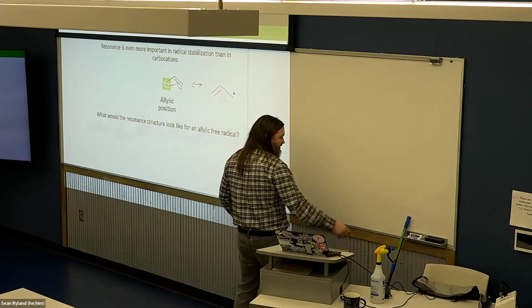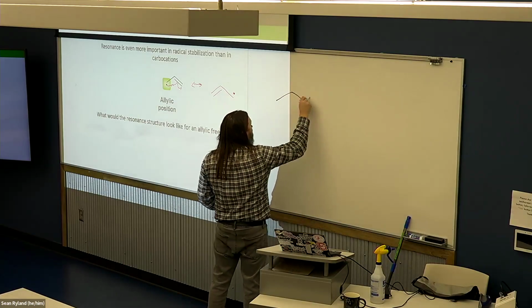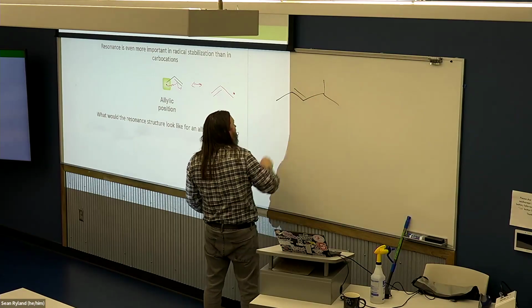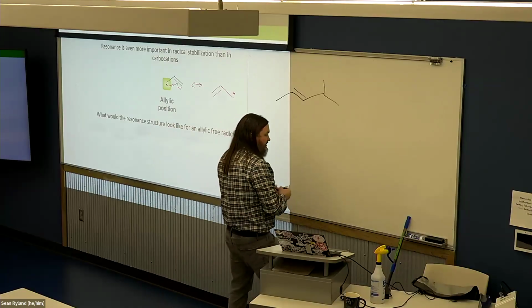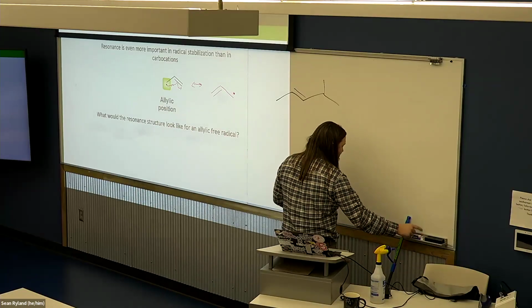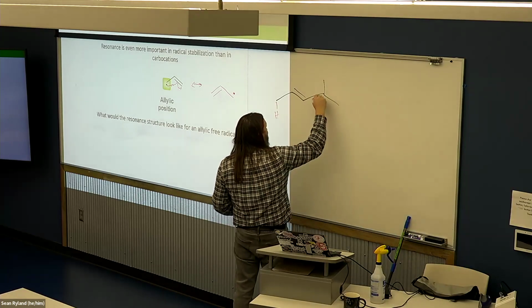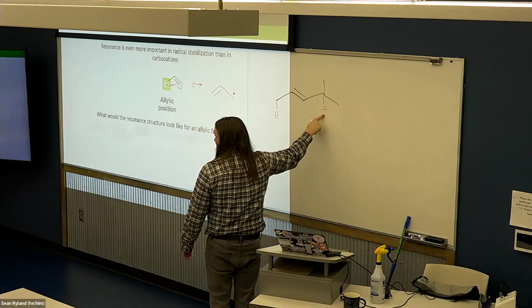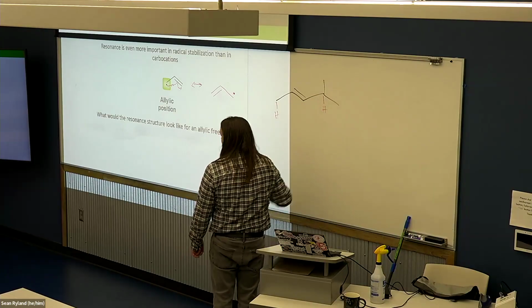So if we had something like this, and we're trying to decide which hydrogen is going to be easier to pull off, there's a hydrogen here that has resonance, or there's a hydrogen here that has resonance. That one's going to be preferential because not only do you have the resonance, it's also tertiary.